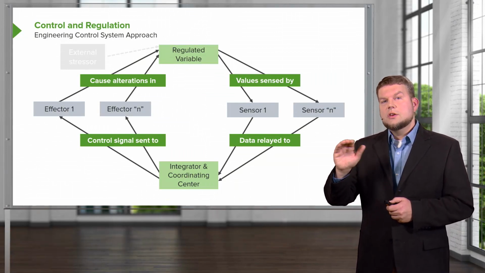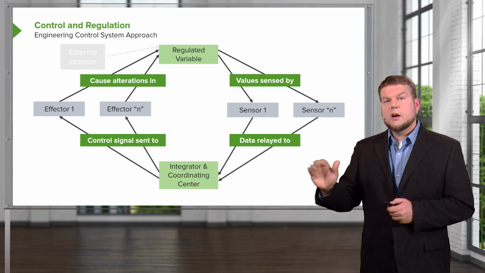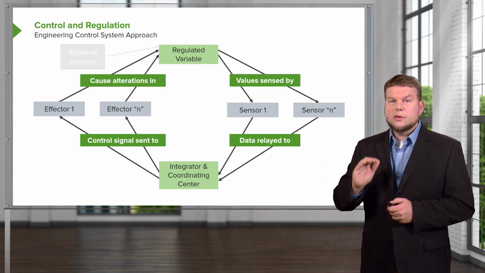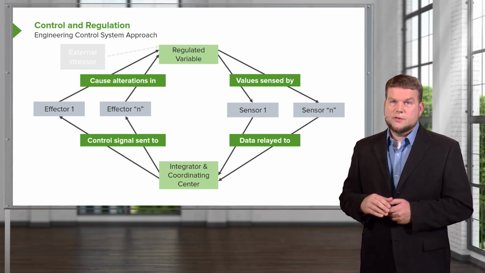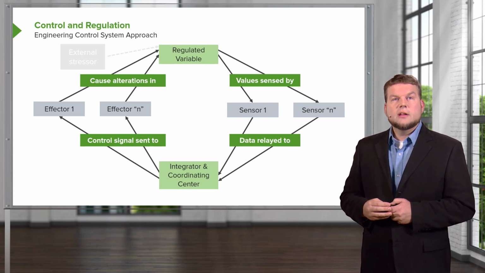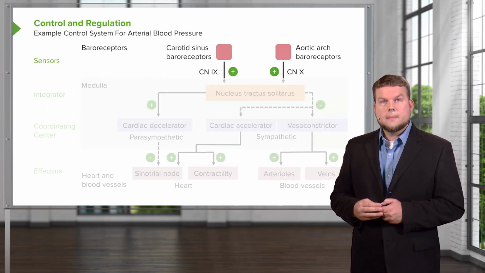Okay, let's go back to our heart example to try to tease this out further, so we can denote where our regulated variables are, where our sensors are, where our integrator and coordinating system are, and what our effectors are going to be. So we'll take a look at that in the next diagram.